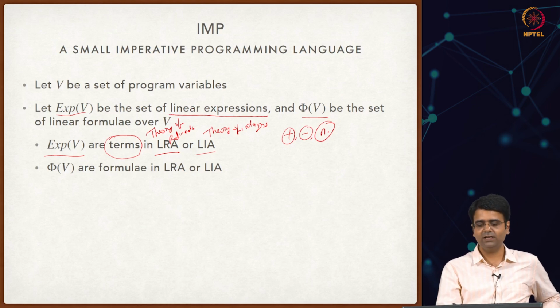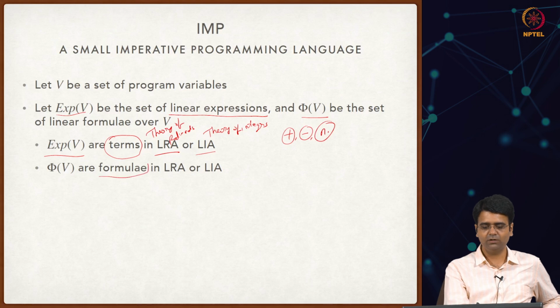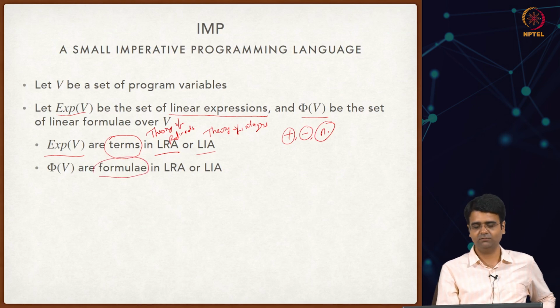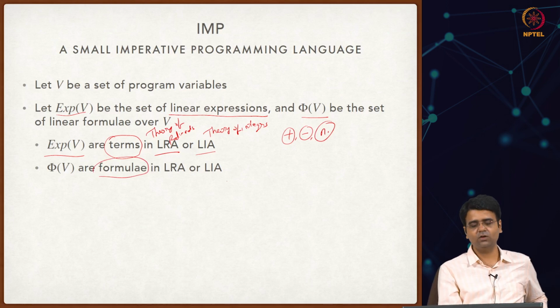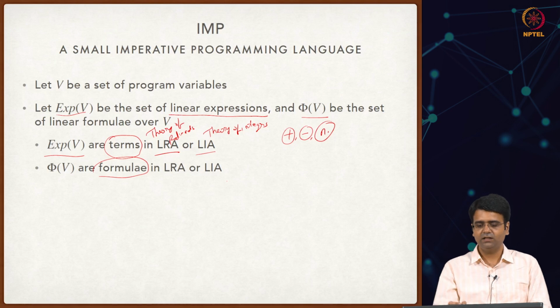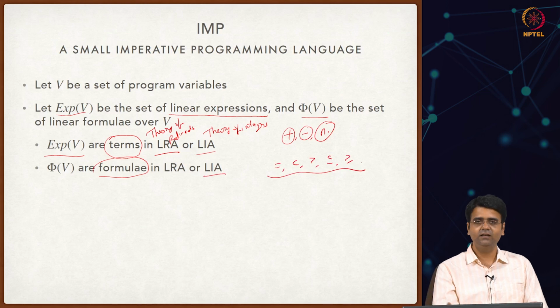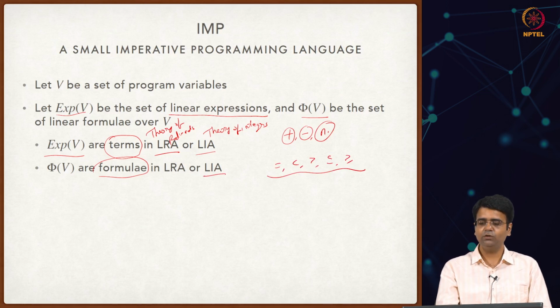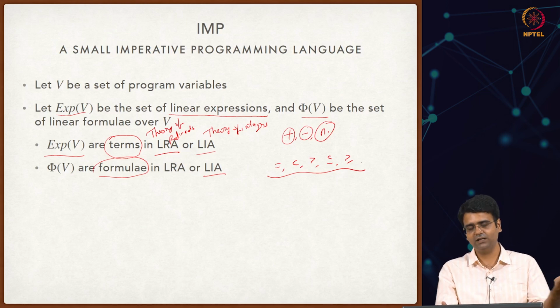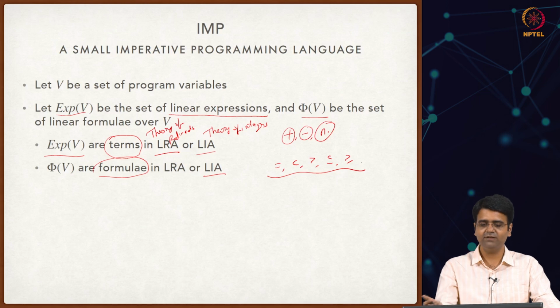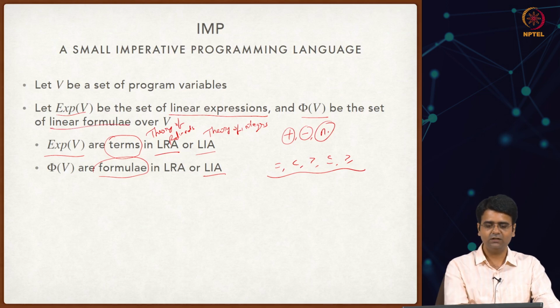Phi v are formulas in LRA or LIA. So when we say formula, this is a first order logic formula. So this is essentially obtained by applying logical connectives on predicates. Each of these theories defines predicates. So for example, LIA has equal to, less than, greater than, less than or equal to, greater than or equal to. These are the predicates that are defined by LIA. And now using these predicates, you can apply them on terms to generate formulas. You can also use logical connectives in order to generate formulas. So this phi v is the set of linear formulas over V.